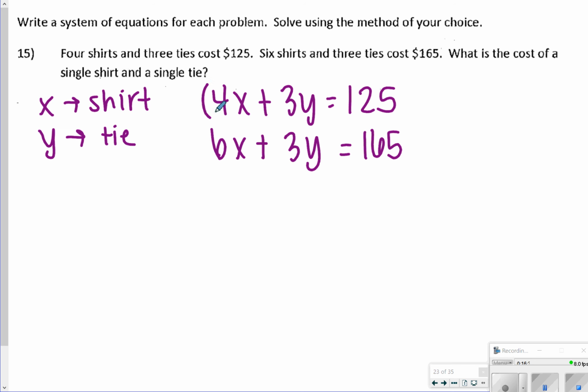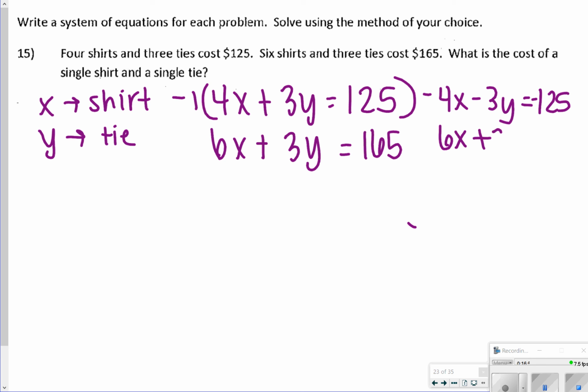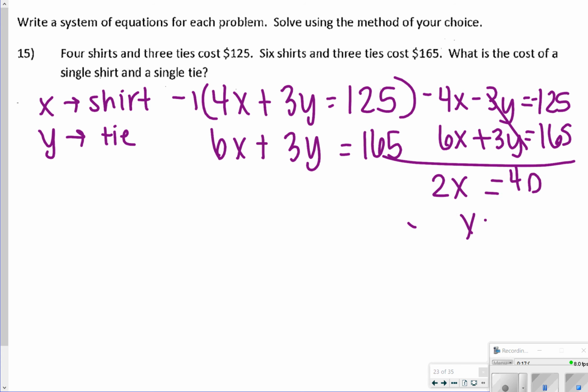Okay, what I did is I went ahead and decided I'm going to do elimination here. So I'm going to multiply the first one by negative 1. So I get negative 4x minus 3y is equal to negative 125. So that way I can eliminate my y's. When I do that, I get 2x is equal to 40. So x is equal to 20.